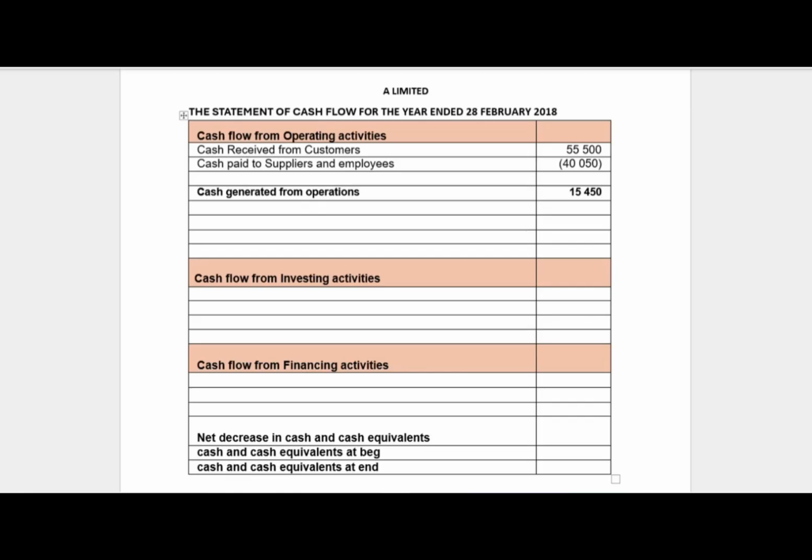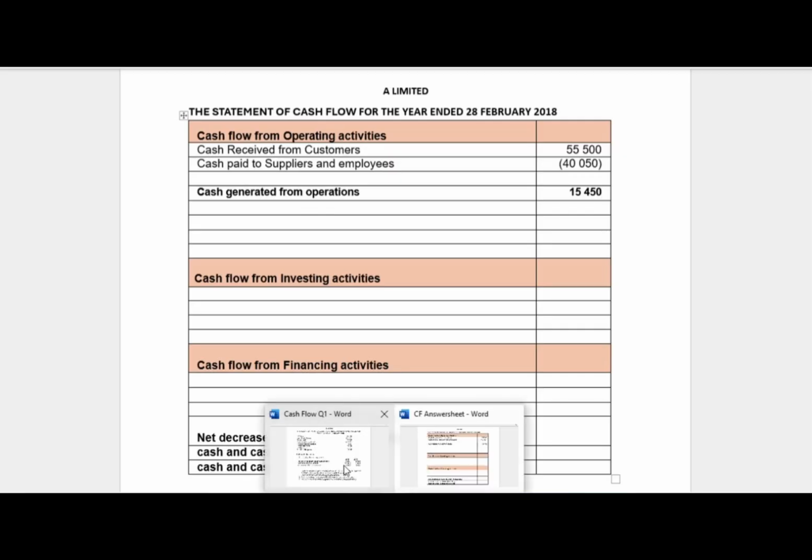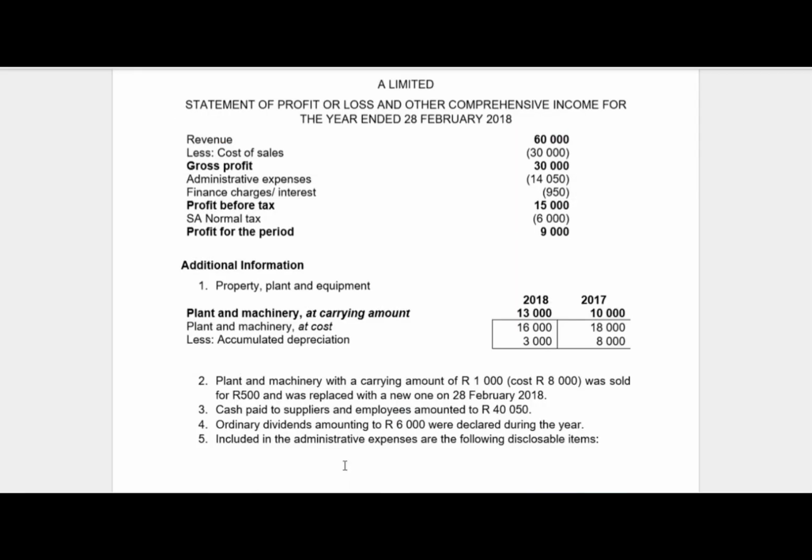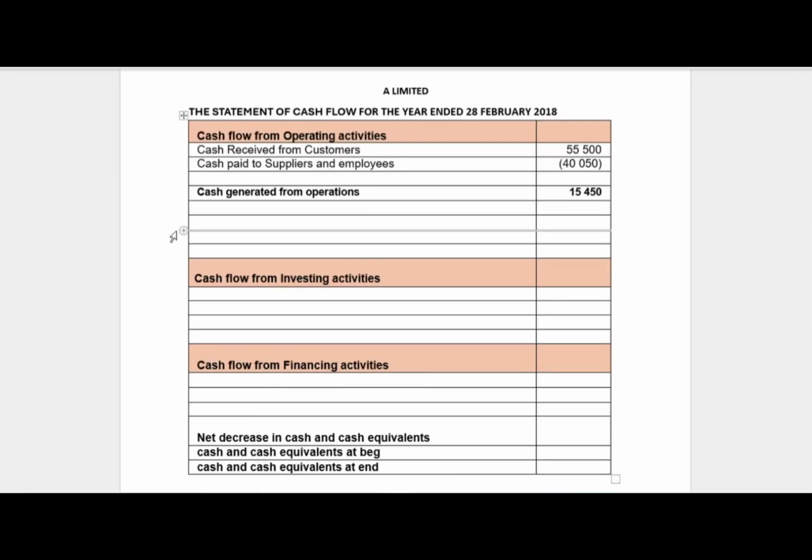All right, and now we are done with that part, but we've got other items that we must include in the cash flow from operating activities. Those items, as I look at in the question paper, let's go and look for them. Remember, it is important for you to go through the question paper before you start writing, so that you figure out what it is that you have. The items here: number 1, we've got finance charges or interest from the statement of profit or loss. The other term for it is finance cost.